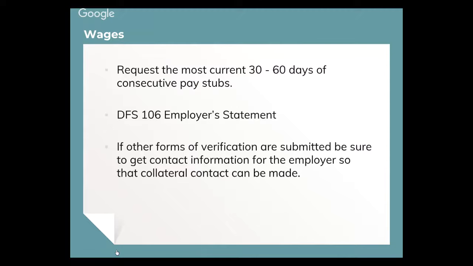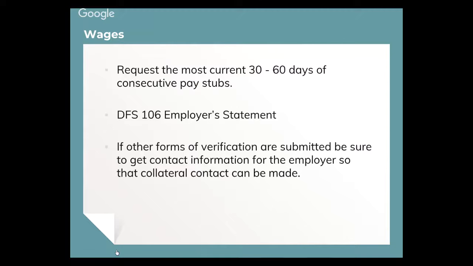So it's just looking at the details, paying attention to those details and seeing if we have what we need to come up with the information that we need. We can also use a DFS 106 employer statement to verify income. And if other forms of verification are submitted, be sure to get contact information for the employer so that collateral contact can be made. You might receive a handwritten and signed statement from someone.